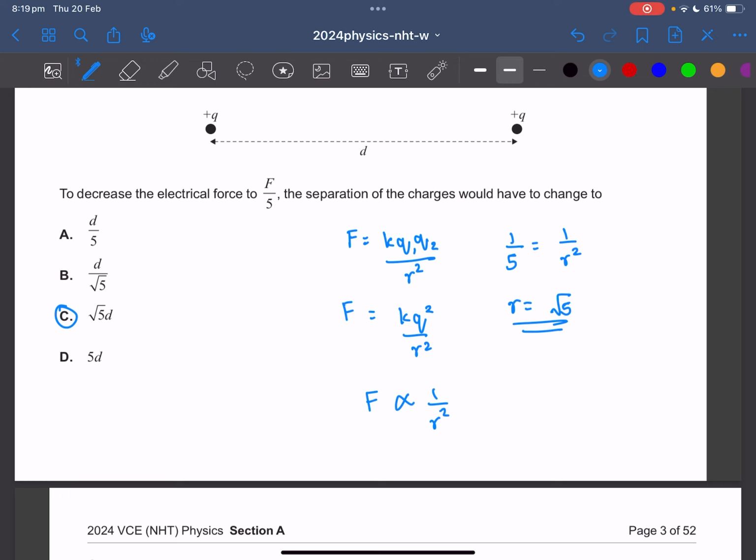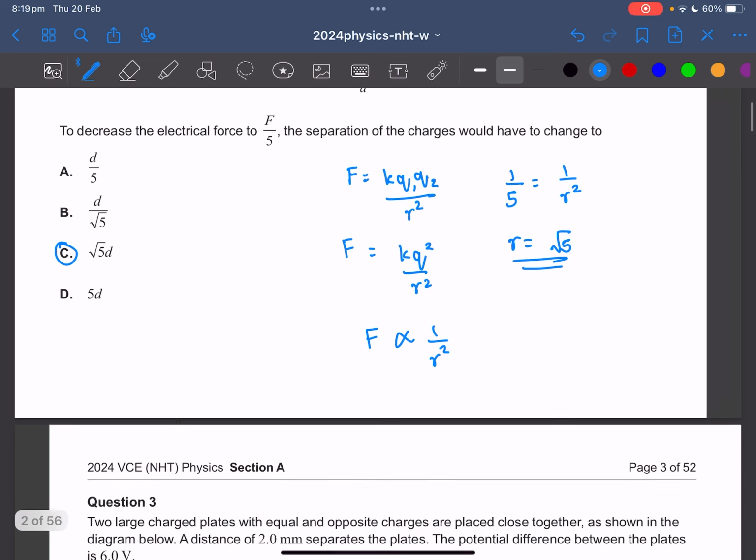This is what I use to solve these proportionality questions, because sometimes they do get challenging. So yeah, this is just my way of solving them. Hopefully this made sense.